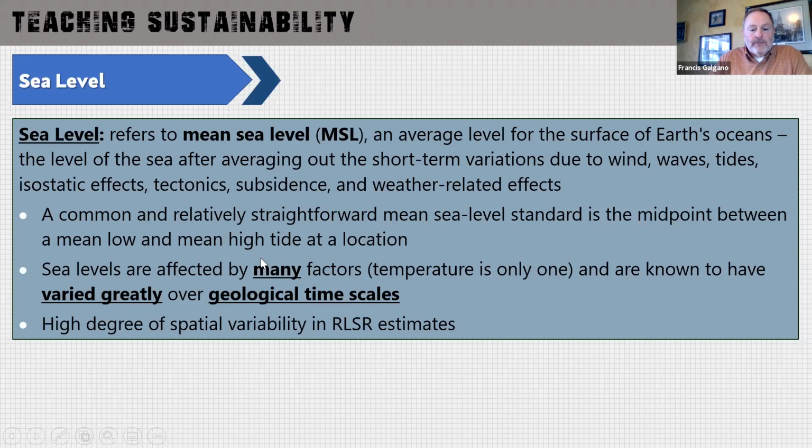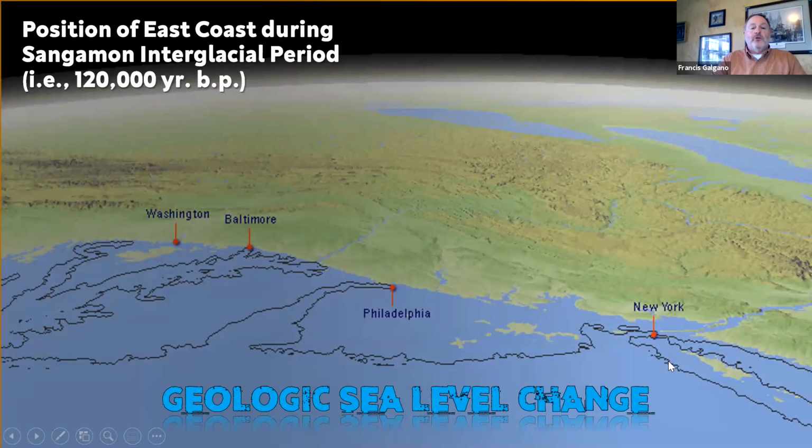The thing to remember is there are many factors, of which temperature is only one, that affect sea level rise, and it is very important to understand geologic timescales. So what do I mean by that? If we were to go back 120,000 years, we would be in an interglacial like the one we're in now. Now we're in the Holocene interglacial. It's warming, and the warming is being accelerated. Back then, at the peak of the Sangamon interglacial, it was warmer than even today, if we believe our fossil and geologic evidence. And if you were to come to the East Coast, Washington, D.C., Baltimore, Philadelphia would all be coastal cities, and New York would be underwater.